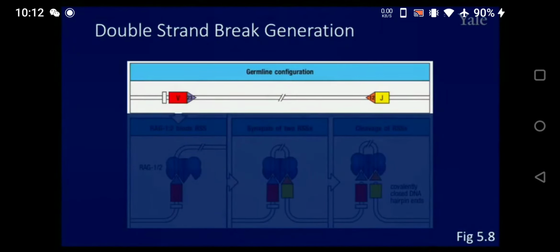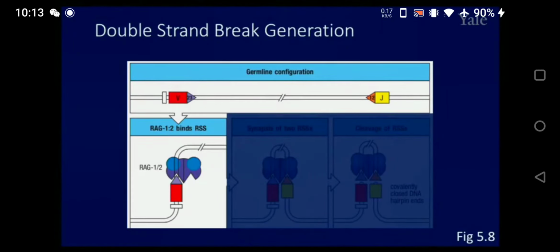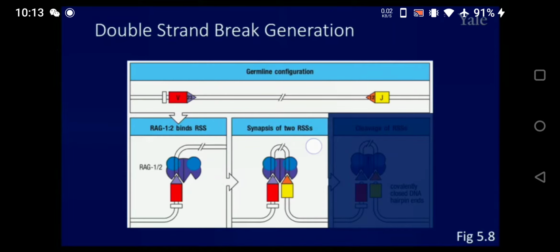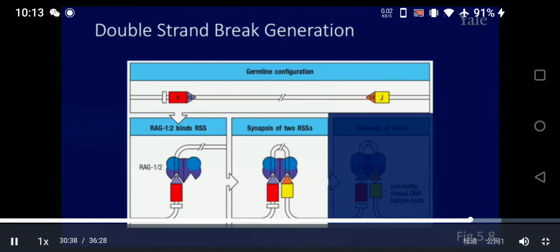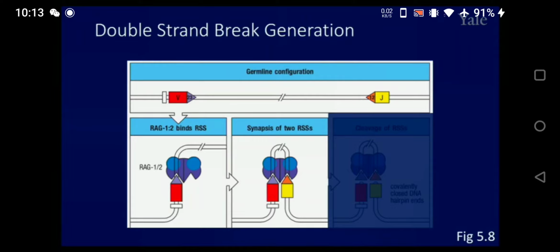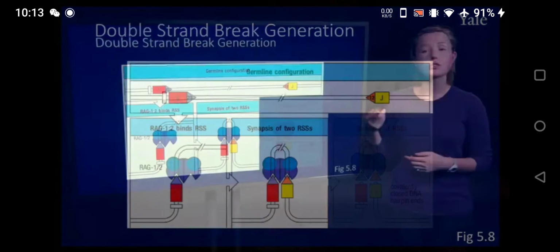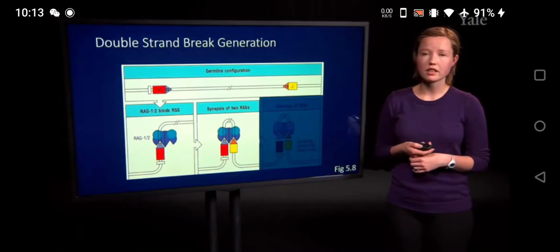The RAG protein will come and interact with one of the recombination signal sequences. In this case, it's demonstrating interaction with the 23 RSS. Then it will start to interact with the other RSS, in this case, the 12 RSS. You may notice that this is referred to as synapsis, and synapsis is when it is binding both RSSs, and this is actually necessary to bind both RSSs before initiating cleavage of the DNA.